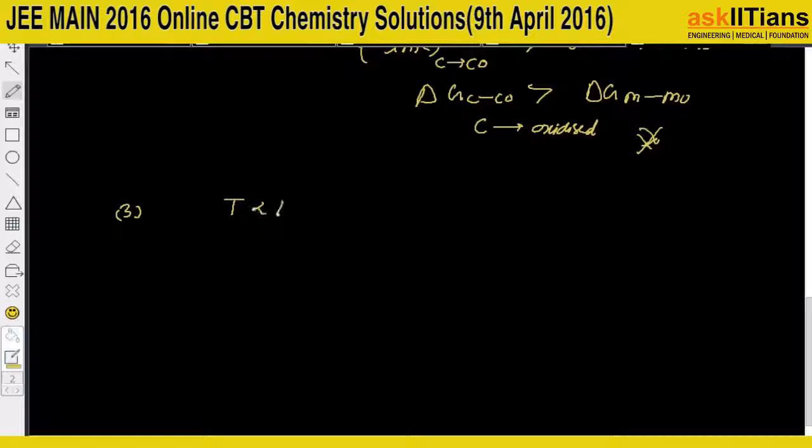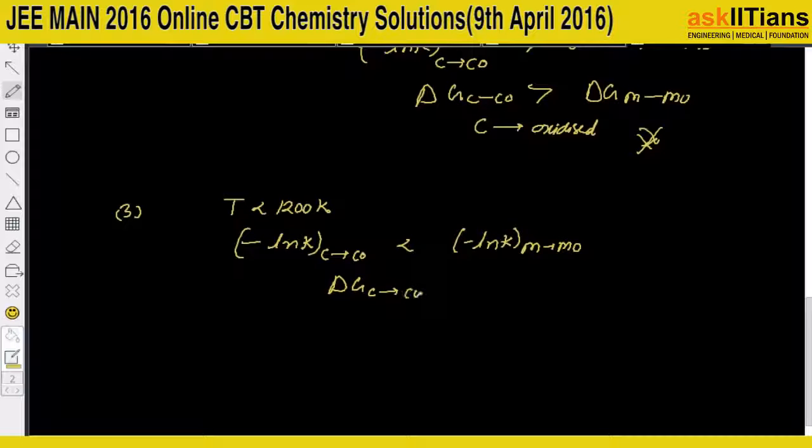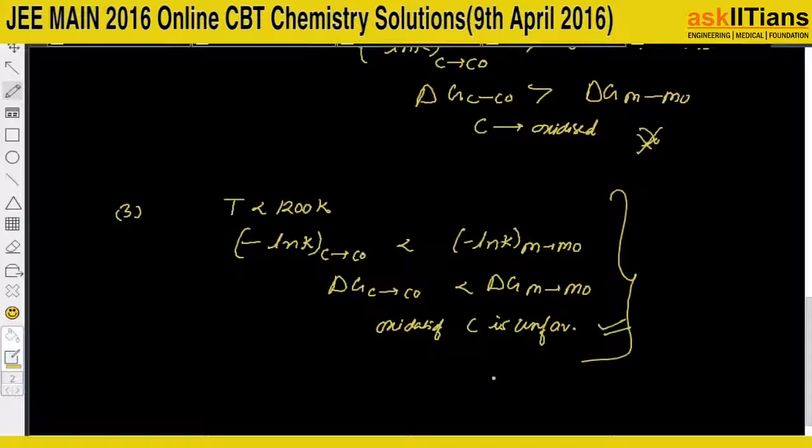Let me now try to come over to option number 3. It says that when T is less than 1200 Kelvin, we can conclude from the graph that minus ln K from C to CO will be less as compared to minus ln K from M to MO. That means delta G for C to CO is less as compared to delta G for M to MO. That means oxidation of carbon is unfavorable. And hence this is the correct option which we have in the options.